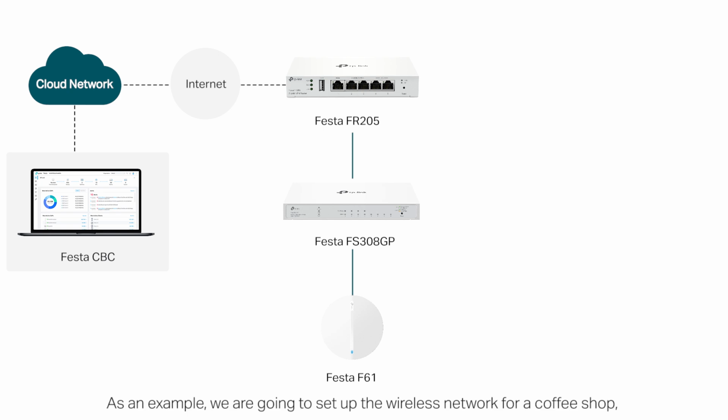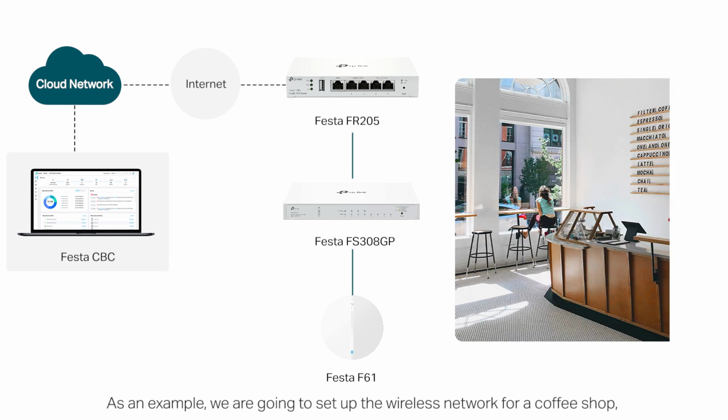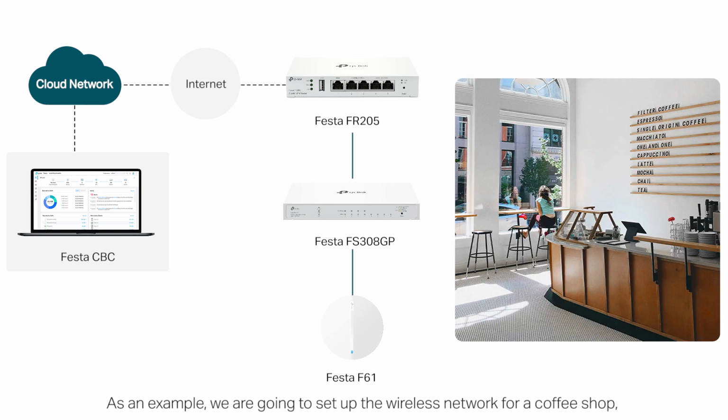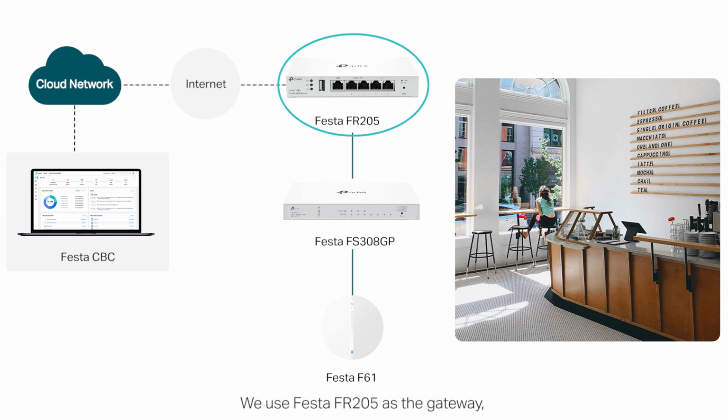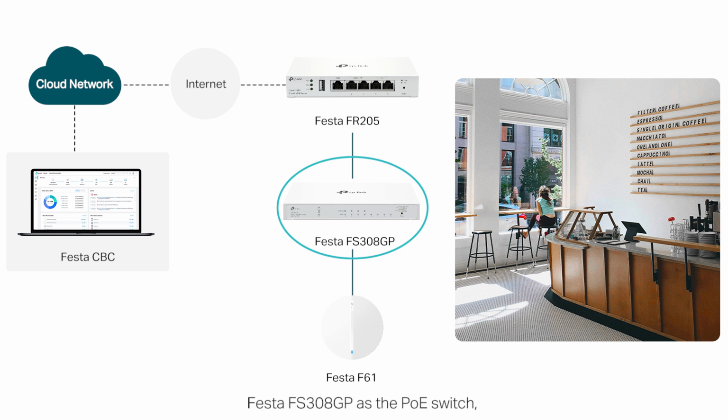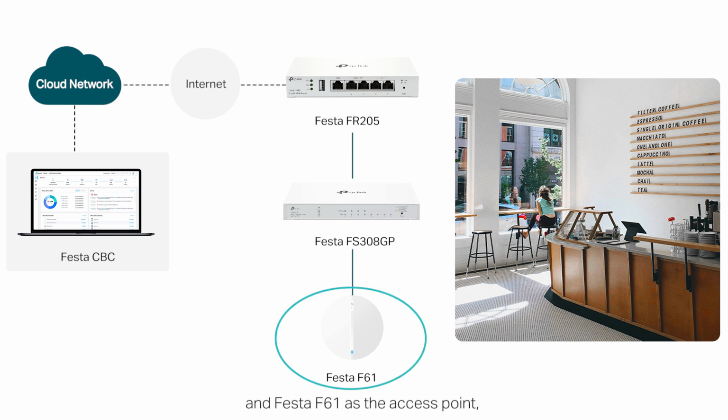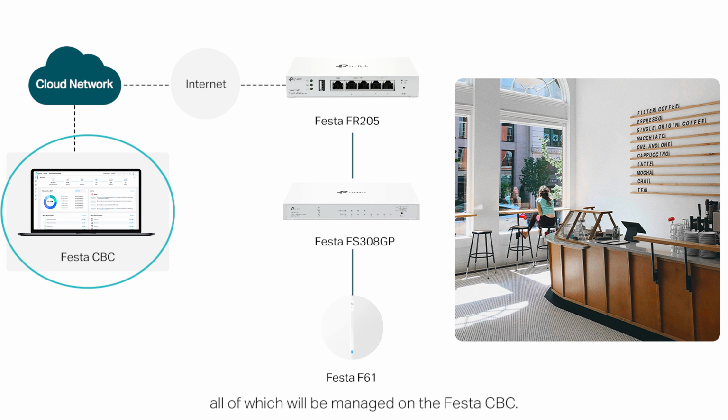Here we will introduce how to configure an entire network with TP-Link Festa products via the Festa cloud-based controller. As an example, we're going to set up the wireless network for a coffee shop. In this typical scenario of the Festa network solution, we use the Festa FR205 as the gateway, the Festa FS308GP as the PoE switch, and the Festa F61 as the access point, all of which will be managed on the Festa CBC.